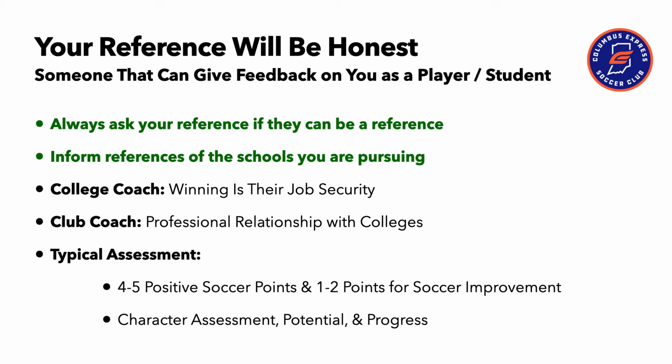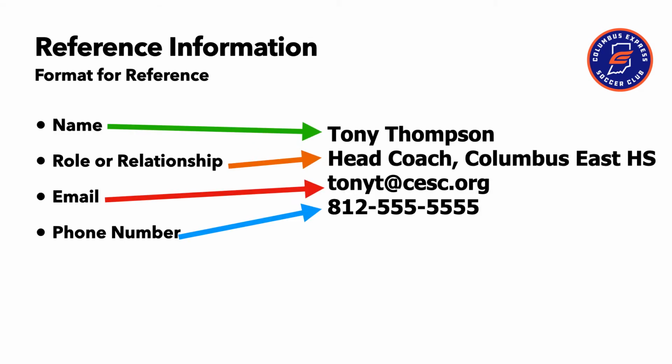So a typical assessment, I usually give 4 to 5 positive points, and then 1 to 2 points for things they can improve. And then I always give a character assessment. I try to rate their potential, where I see them in the future college game, and then the progress they've made over the past few years. Just like the other ways we format it, format references in this organized manner: the team, the reference name, their role or relationship, email, and phone number.